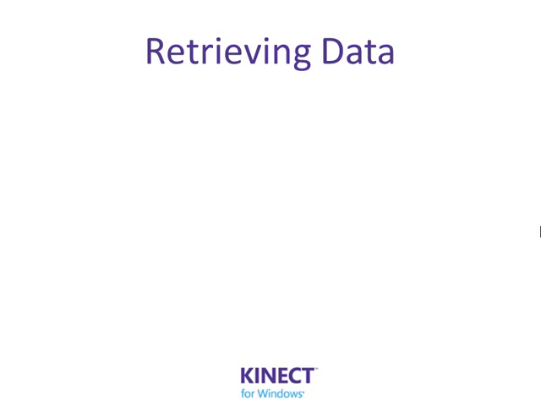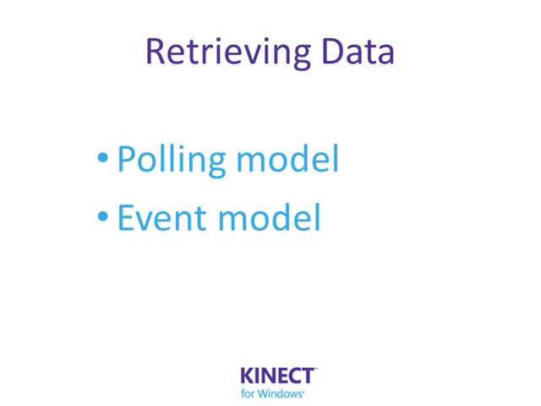You can retrieve streaming data and skeletal tracking data in one of 2 ways. The polling model allows you to request a frame and specify how long to wait for the next frame. The event model allows you to use event handlers so that your own code is called when data is ready. Within the event handler, you can call the appropriate method to get the most recent frame of data.